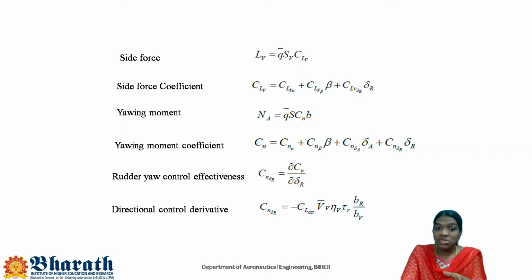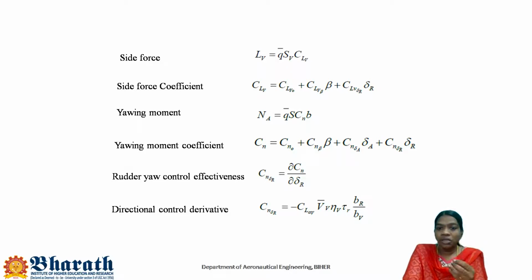So the next one is the coefficient. How am I going to calculate the lift coefficient of the vertical tail? CLV is a function of the vertical tail airfoil section, and beta, we know that beta is the side slip angle. So the coefficient of the vertical tail depends on the side slip angle beta. It also depends on the rudder deflection delta R.